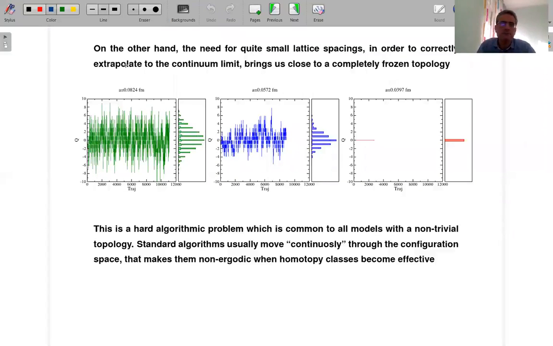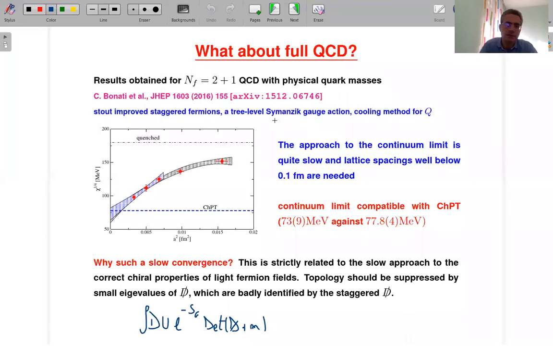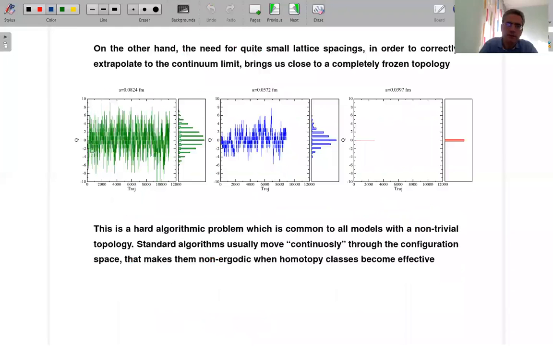And this is the Monte Carlo history of the topological charge for 3 different values of the lattice spacing, going from 0.08 Fermi to almost 0.06 Fermi, which is basically the last point that we had here. So this is the point that is shown here as a blue Monte Carlo history.